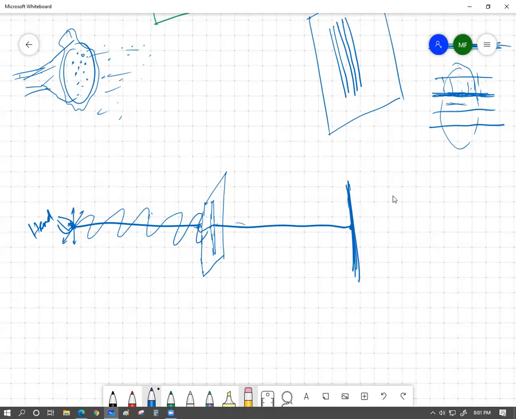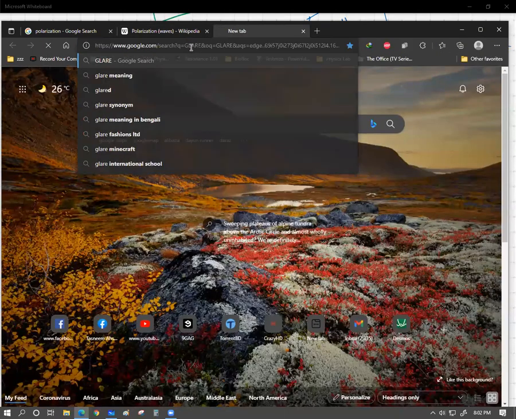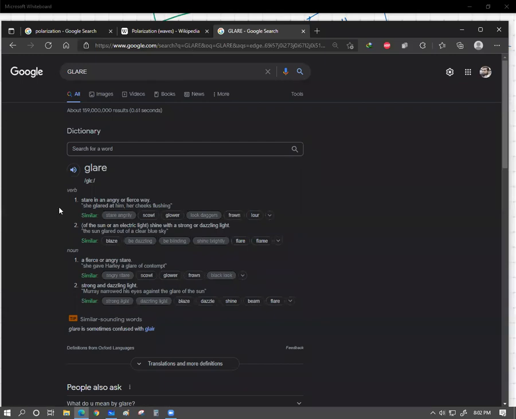There are many amazing uses of a polarizer mechanism. One of the very common uses is to avoid glare. Do you guys know what this thing is? No, sir. The angry look, sir. Glaring at someone. Okay, that might be a glare also. Glare, look, hold up. Stare in an angry face, okay? I meant this one. Strong and dazzling light.